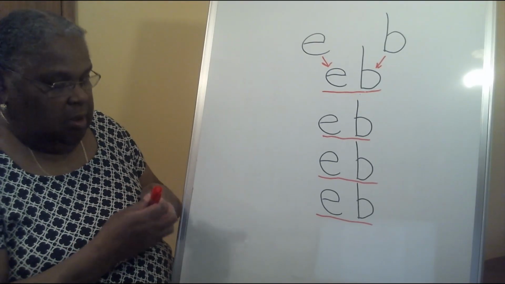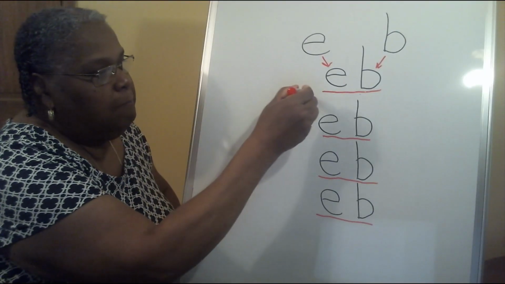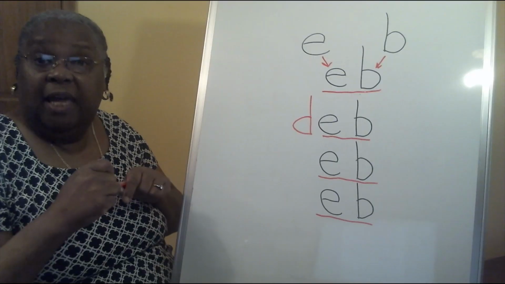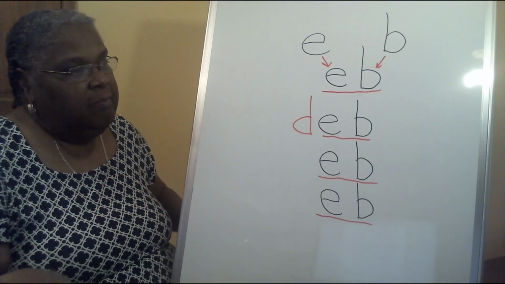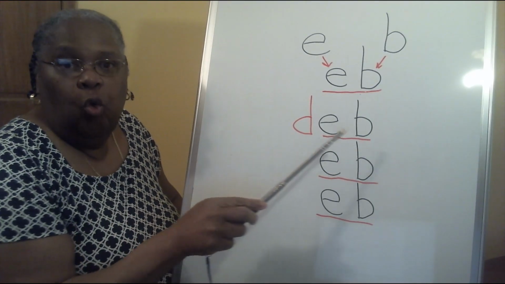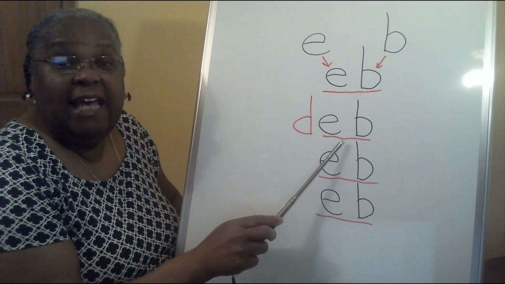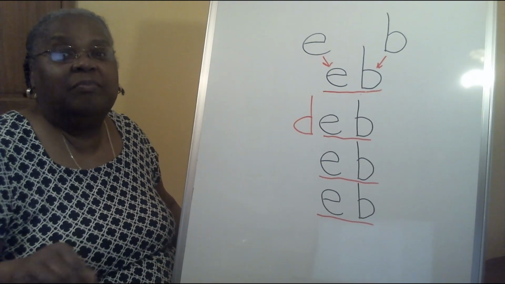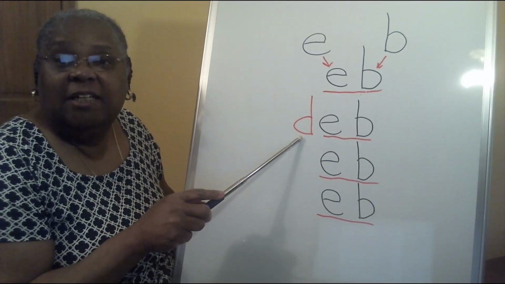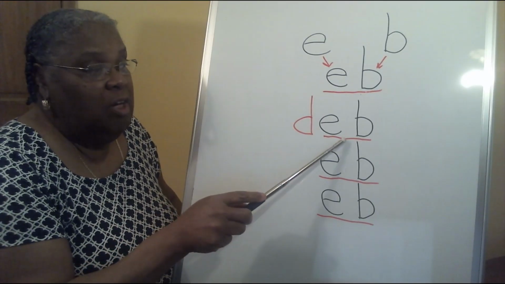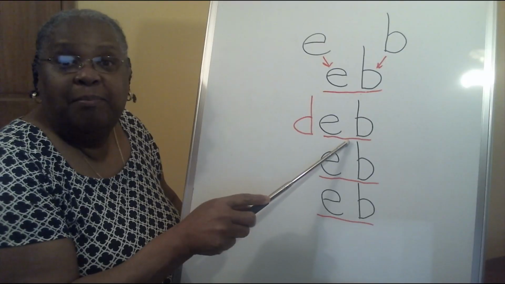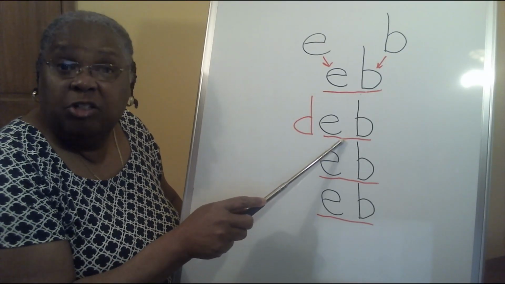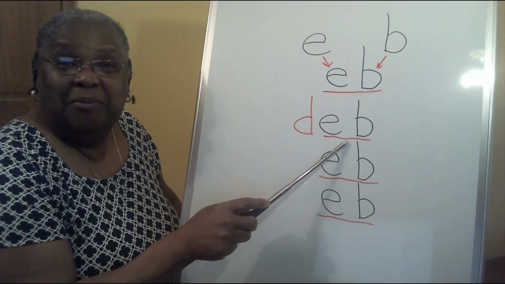When we put the letter D at the beginning of the blend EB, we form the word Deb. Let us sound out the word together. Say the D sound, D. Say the sound of the blend, ebb. Now say the D sound and the sound of the blend together smoothly, Deb.